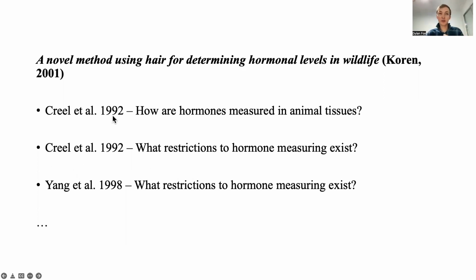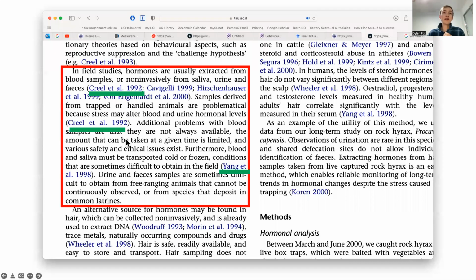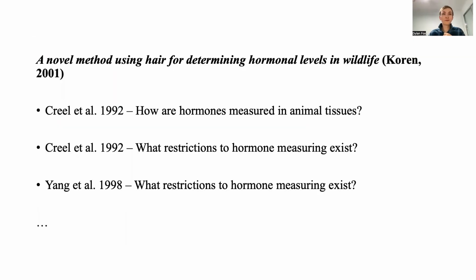Likely the same reference, same paper, at least the same year, talks about the limitations of using the blood and urine method. If you're handling an animal, that's likely going to stress it out, and you're going to sort of ruin your sample. So what restrictions to hormone measuring exist?